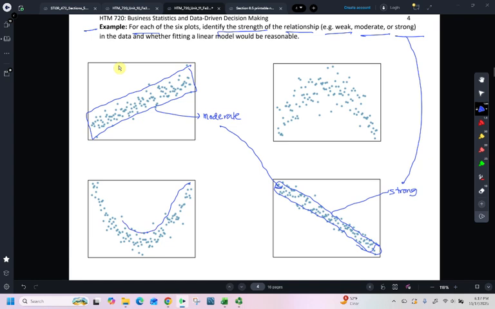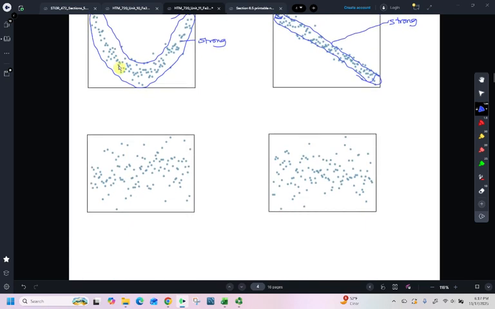In this band here, I would say also strong. Whereas in this band here, they're more scattered around. I would say moderate. And lastly, in the last two, I can't see any clearly discernible pattern. So I would say weak, or not even existent. This is also weak.